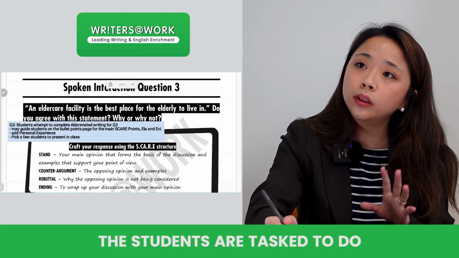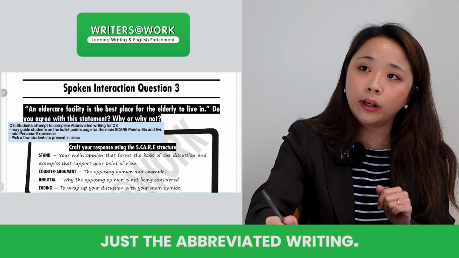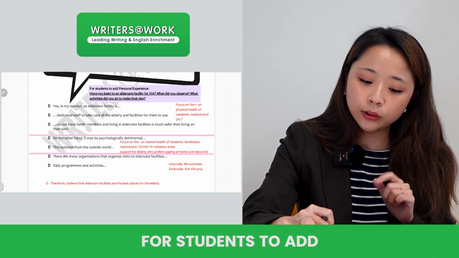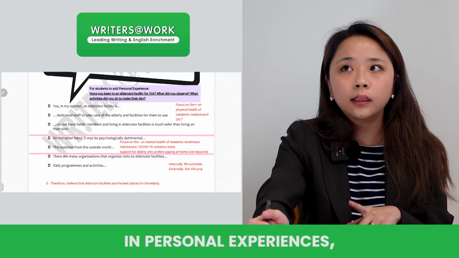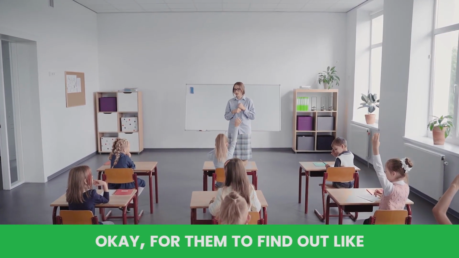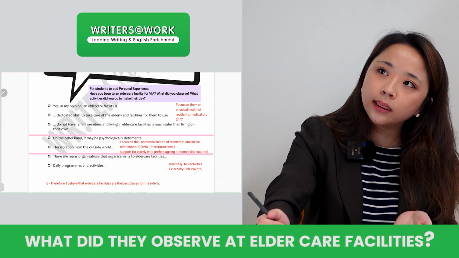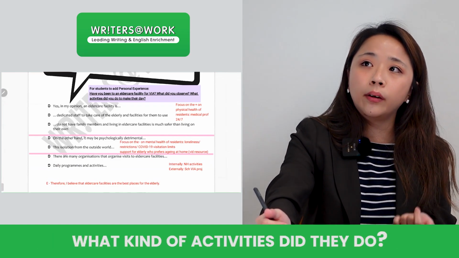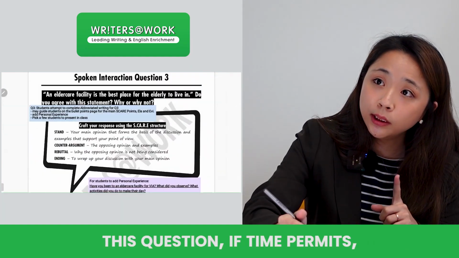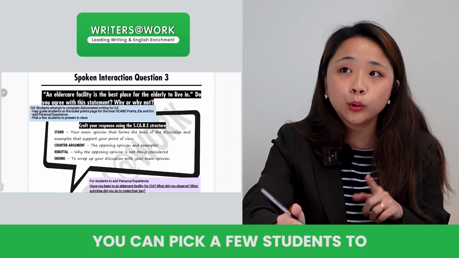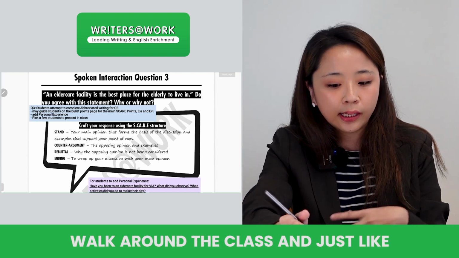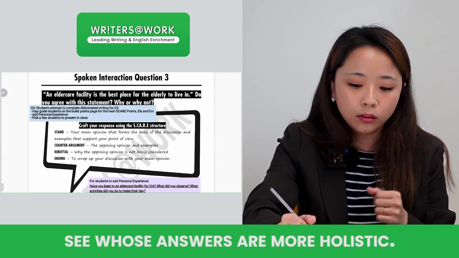For question 3, the students are tasked to do just the abbreviated writing. You can guide them through the scare points here. For students to add in personal experiences, I would link it to their school's VIA, for them to find out what did they observe at elder care facilities, what kind of activities did they do when they visit the nursing homes. This question, if time permits, you can pick a few students to present in class. So again, you can walk around the class and see whose answers are more holistic.